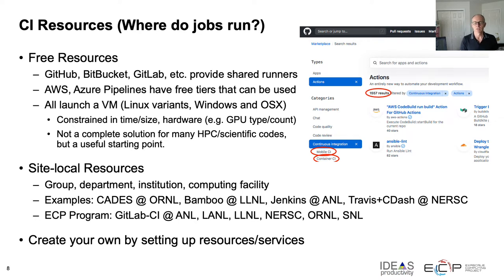Many of the web-based platforms such as GitHub and Bitbucket and GitLab and so forth provide free resources. These are typically shared with other users, so you don't get exclusive access to them, but you can use them for free. There are also some free tiers on Amazon and other cloud-based providers that you can utilize. But in all these situations, all these free resources are typically virtual machines, which gives you some flexibility in terms of which operating systems you might want to utilize.